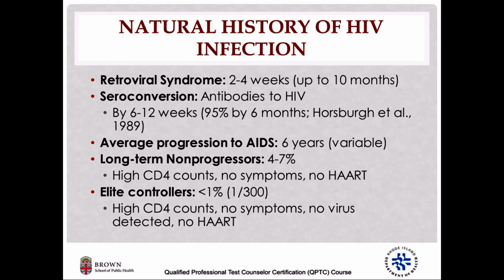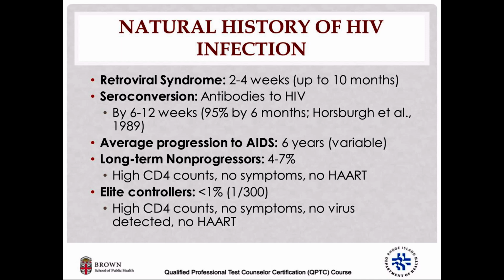As I mentioned, the average progression to AIDS is 6 to 8 years, although it can be variable. We do see people that are termed long-term non-progressors, about 4 to 7%. These are people that do not progress to AIDS, or progress to AIDS over decades, many years. Likewise, there's also a group of people known as rapid progressors. Those are people that progress to AIDS over 1 to 2 years. So there's a lot of variability in how long people take to progress to AIDS, although the average time is about 6 years.